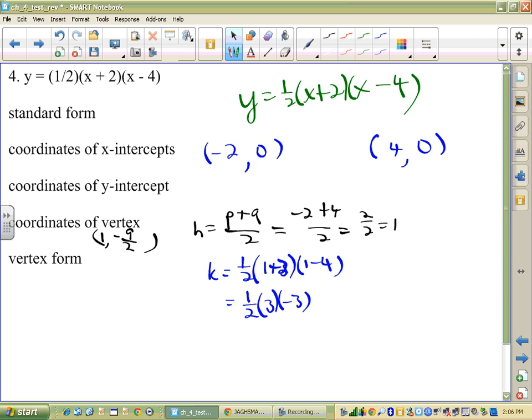Good. So once you get the coordinates of the vertex, vertex form's not so bad. Vertex form's actually quite simple. Vertex form now would be y equals 1/2 times the group x minus 1, the quantity squared, and then minus 9/2. Okay.